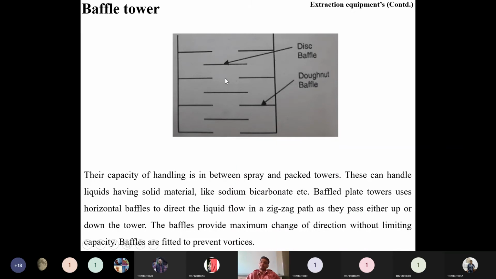So here there is no chance of forming vortices because the fluid has to travel through the restriction and a tortuous path. These baffles change the direction of the fluid, and due to this, the velocity and the turbulence will increase. Due to the turbulence, mass transfer will increase, and due to this increased mass transfer, the efficiency of the column will increase. That's it. One more advantage of this column is that we can use liquids with some suspended particles also, whereas in the packed column, we cannot use suspended particles.